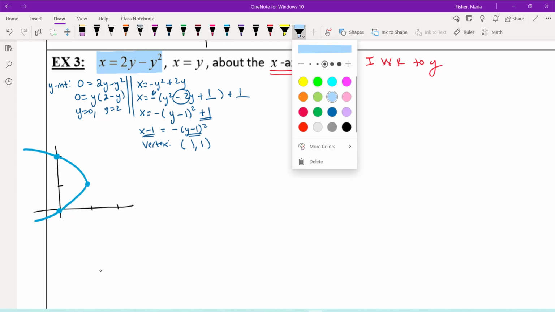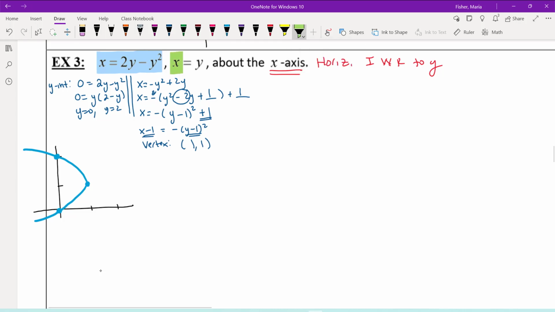Then I have x equal y. Well, x equal y is the same as y equal x, and if it's y equal x, that's just a line. Its y-intercept is 0, and its slope is 1, so up 1 over 1. And we draw on that line, and it looks like that. So the area is this tiny sliver right in here, and we're going to take that tiny sliver and we're going to rotate it about the x-axis.